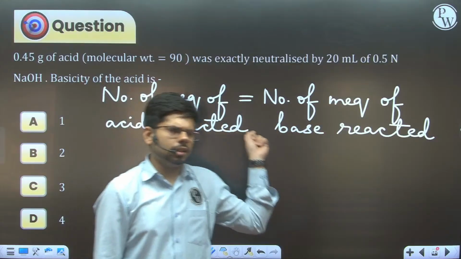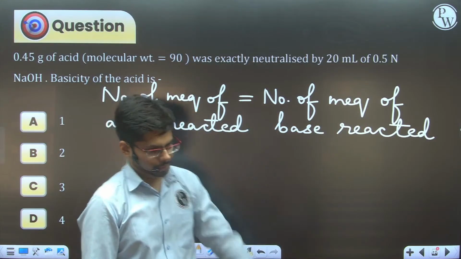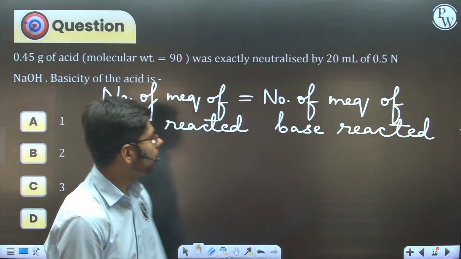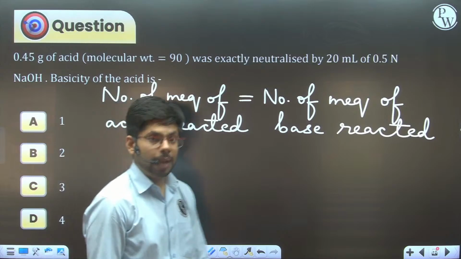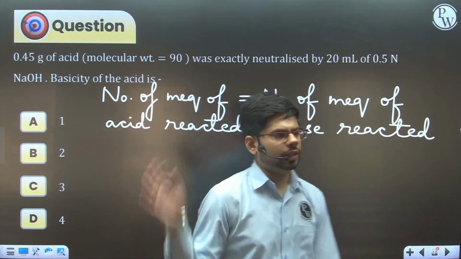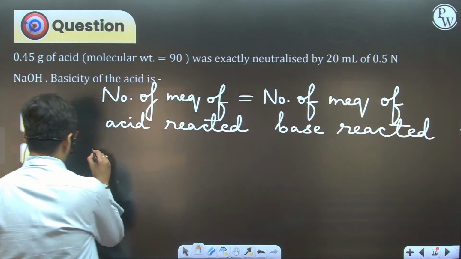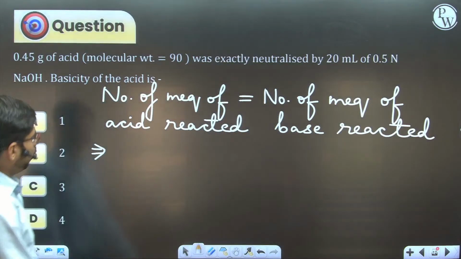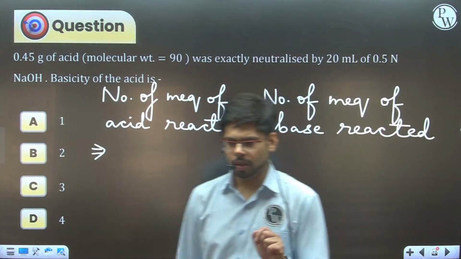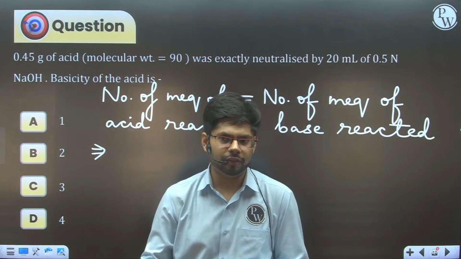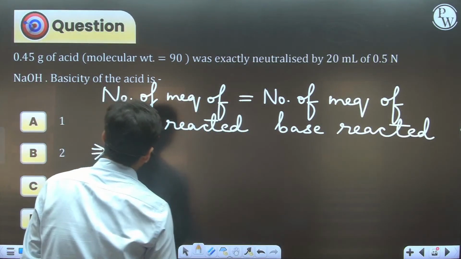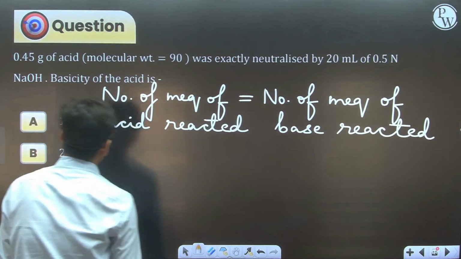The biggest advantage of using this is that we don't need a balanced chemical equation because we are using MEQ and not moles here. So for any acid-base reaction, we can use this formula. This is the law of equivalence. Now MEQ is what? MEQ is millimoles into NF. If GQ is moles into NF, then MEQ will be millimoles into NF. So millimoles of acid multiplied by NF of the acid.